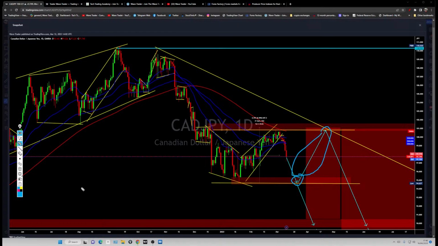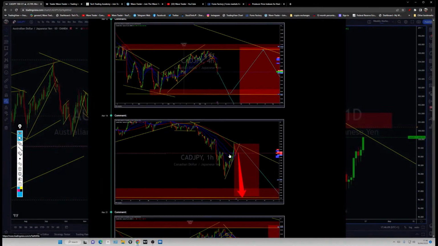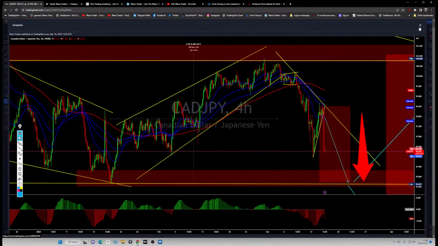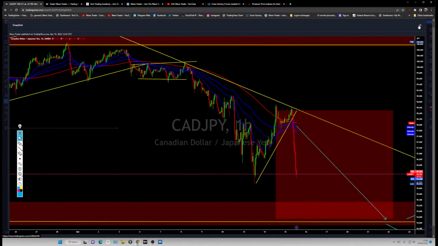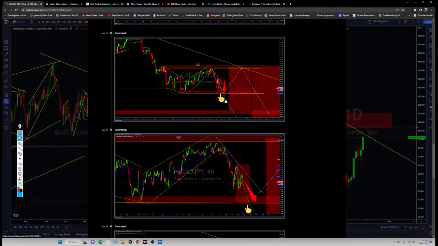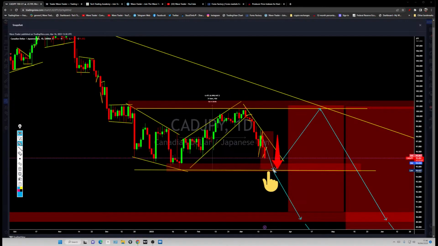So are they doing anything different for us? No, they are not doing anything different for us. We were already aware of what can happen and where they can go. Look at that, they have 4 hour, 1 hour, 4 hour. So we knew that. The red box was already telling us up to which level price can go and where to pay attention. Look at that arrow.